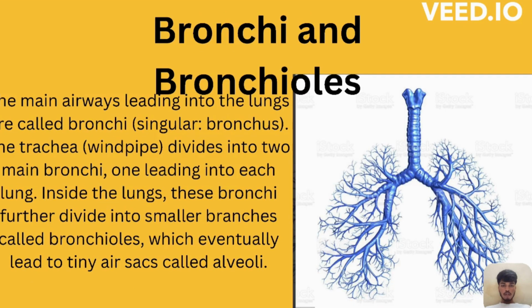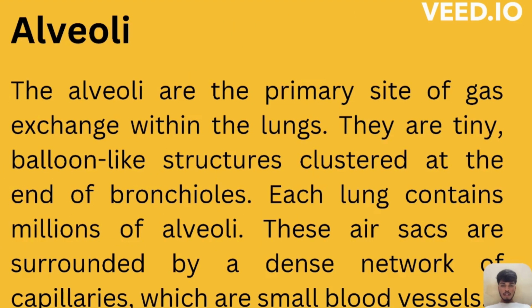Let us see about the bronchi and bronchioles. It is a tree-like structure, as you can also see on the right side of the slide in the picture. The main air lines leading into the lungs are called bronchi, singular bronchus. The trachea, or windpipe, divides into two main bronchi, one leading into each lung. Inside the lungs, these bronchi further divide into smaller branches called bronchioles, which eventually lead to tiny air sacs called alveoli.